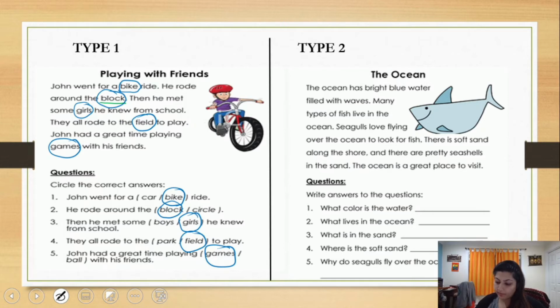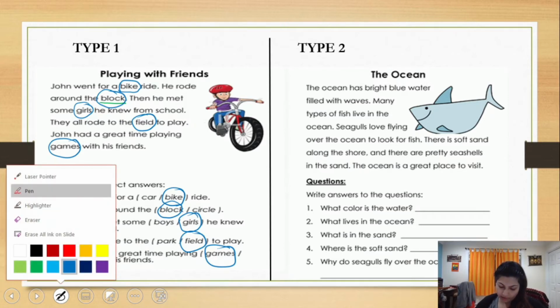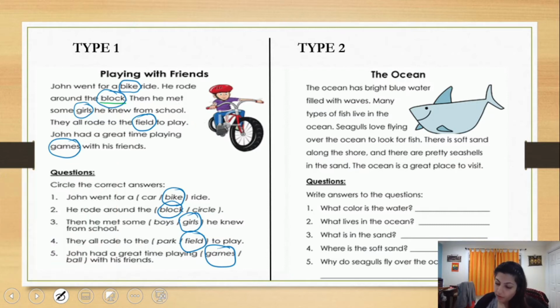The next type will be, again I'll start with whatever words I don't know. The ocean has bright blue water filled with waves. Many types of fish live in the ocean. Seagulls love flying over the ocean to look for fish. There is soft sand along the shore. Shore is something they might not know. And there are pretty seashells in the sand. The ocean is a great place to visit.